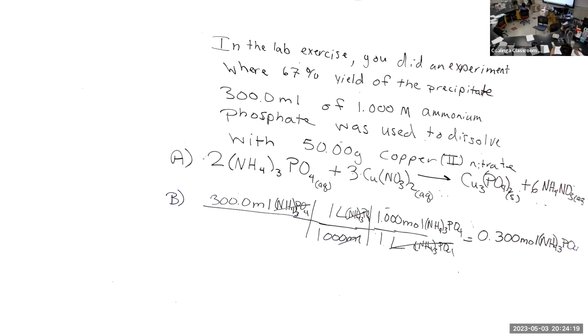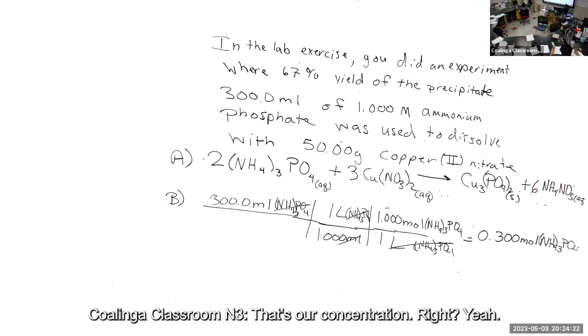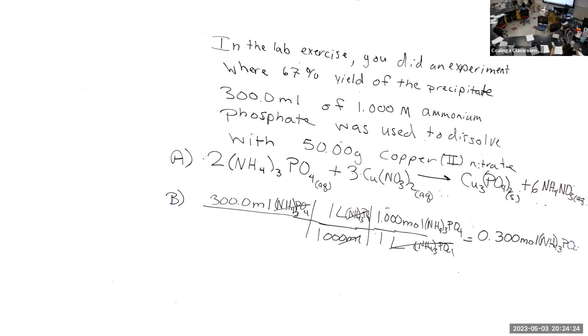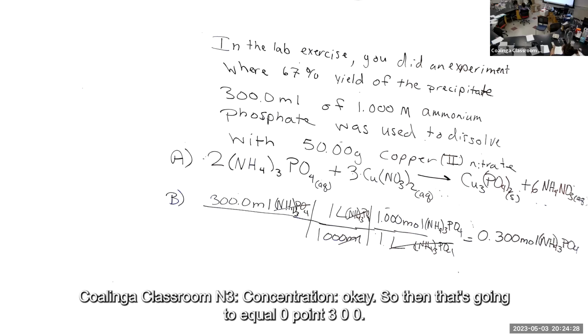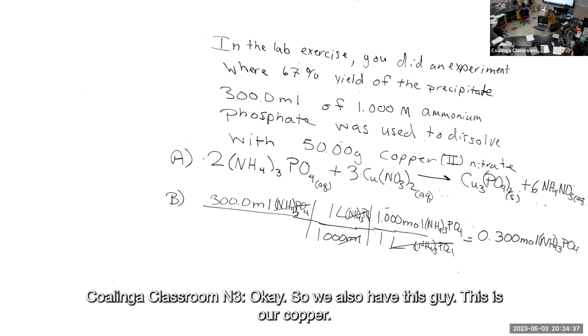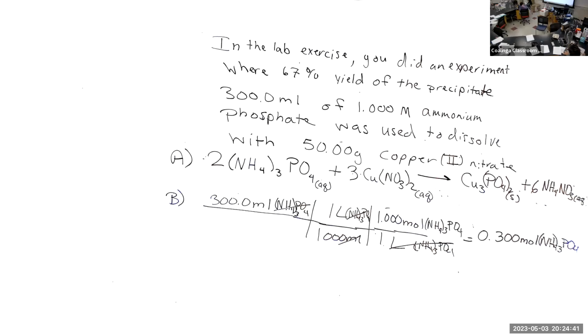1.00 moles. That's our concentration, right? Yeah, concentration. So then that's going to equal 0.300 moles of ammonium phosphate. So that's what we're starting out with. But we also have this guy, which is our copper 2 nitrate.